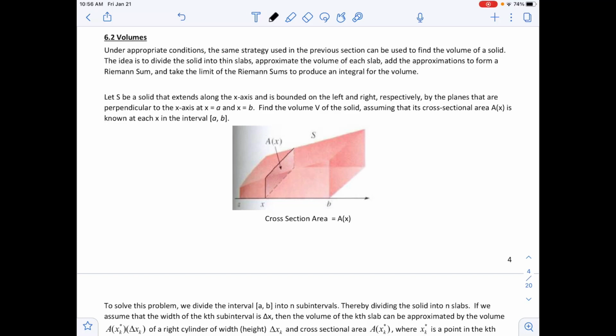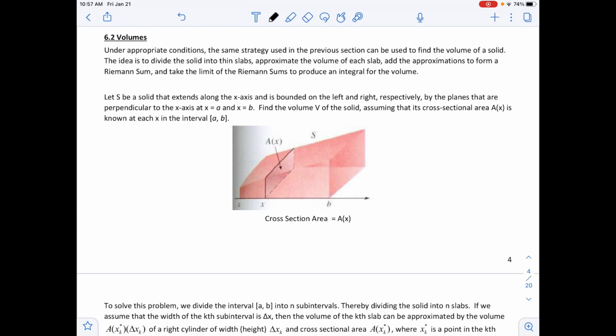We are in section 6.2, volumes. Under appropriate conditions, the same strategy used in the previous section can be used to find the volume of a solid. The idea is to divide the solid into slabs, approximate the volume of each slab, and then add the approximations to form a Riemann sum, and take the limit of the Riemann sums to produce the integral for the volume. So let S be a solid that extends along the x-axis and is bounded on the left and the right, respectively, by those planes that are perpendicular to the x-axis.